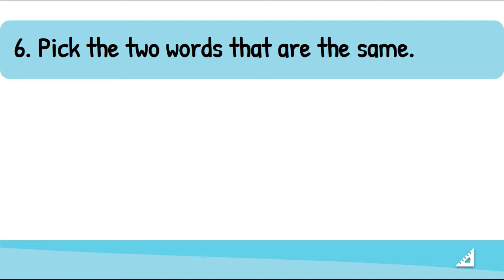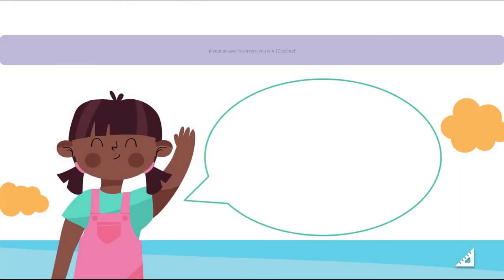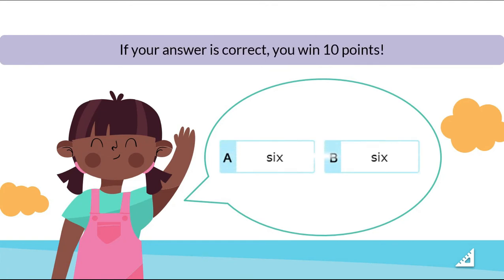Pick the two words that are the same. The options are A, 6; B, 6; and C, on. And the answer is A, 6 and B, 6.